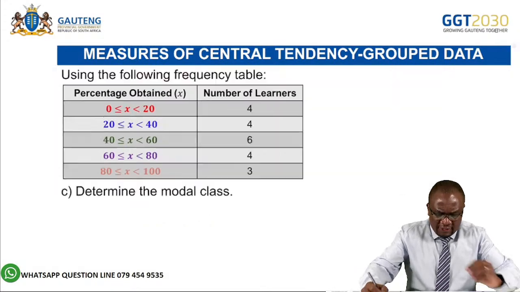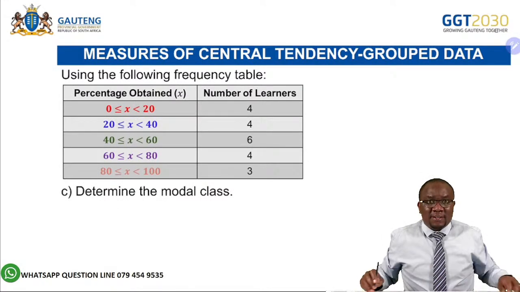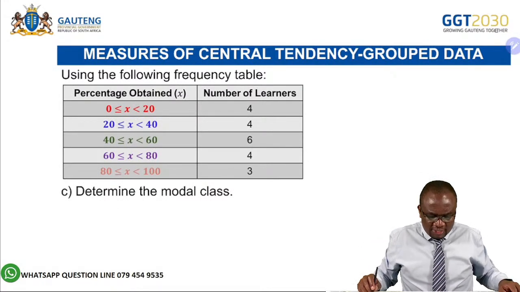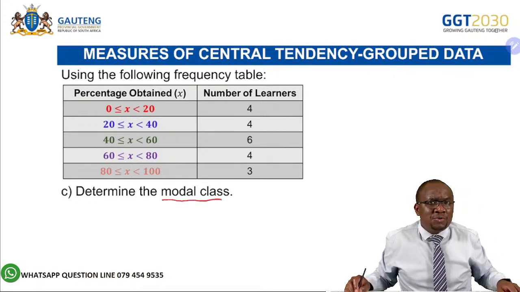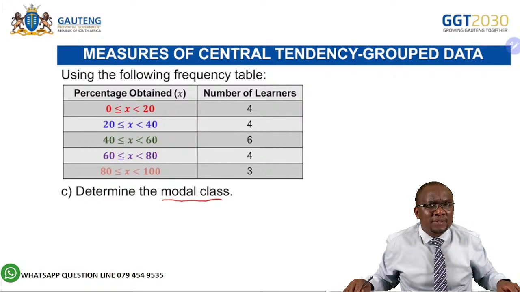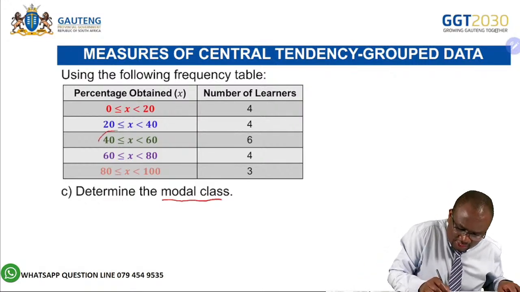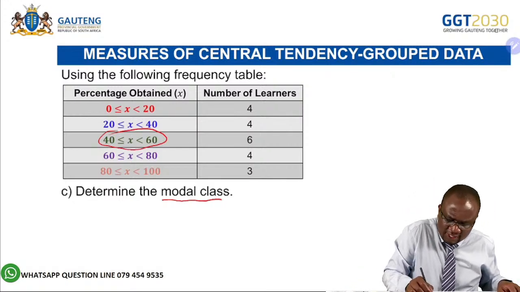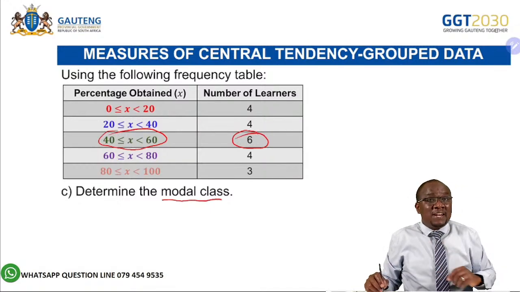Okay, and then determine the mode. This one is easy. Give us the answer. Say the answer there in your classroom. What is the modal class? Sorry, not the mode, the modal class. Which one is the modal class here? It's going to be 40 to 60, this one. Why is it the modal class? Because it has the highest frequency. That's how you identify the modal class.